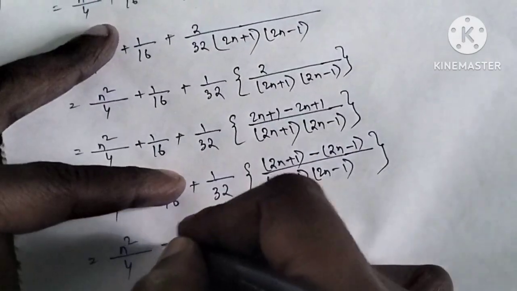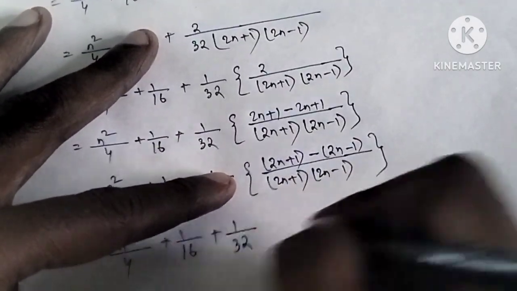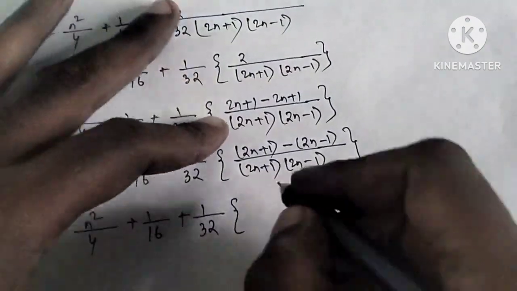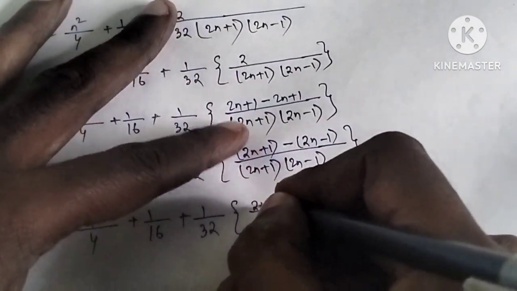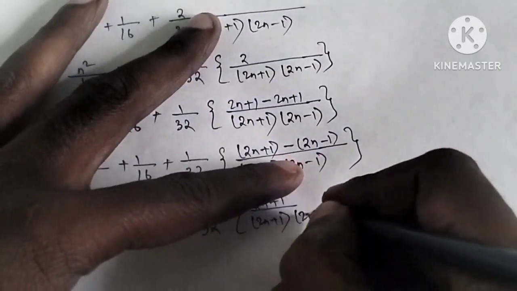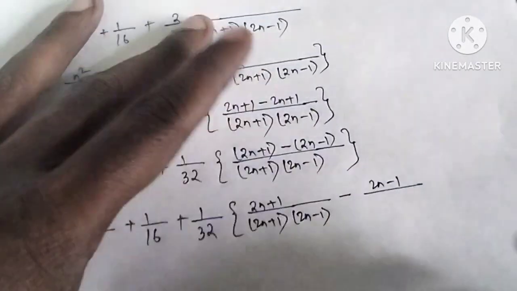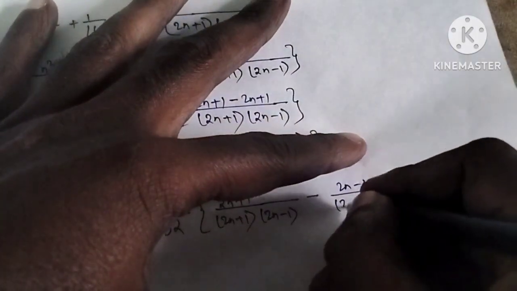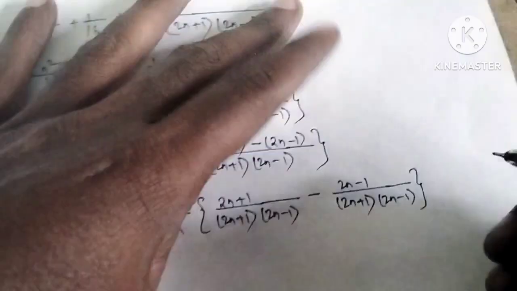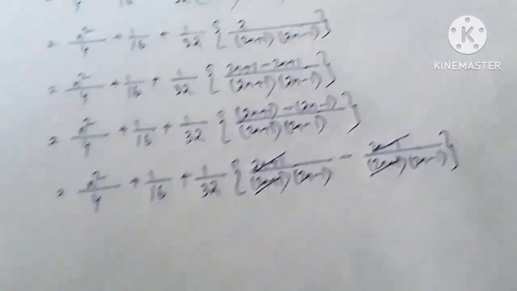So this will be n square by 4 plus 1 by 16 plus 1 by 32 into, if we divide, 2n plus 1 by 2n plus 1 into 2n minus 1. Okay, then minus 2n minus 1 in the denominator 2n plus 1 into 2n minus 1. Okay, so now 2n plus 1 will cancel each other, 2n minus 1 will cancel each other.